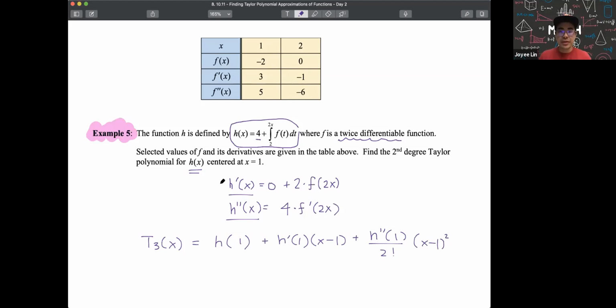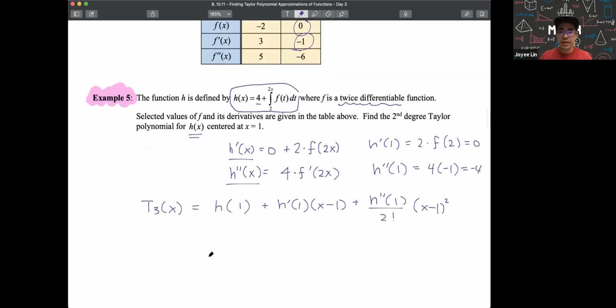Yeah, and then we can start plugging in the numbers that we have here. So h prime of 1 is equal to 2 times f. We plug in 1, so it's f of 2, right? 2f of 2. F of 2 is equal to 0. So this number is equal to 0. And then h double prime of 1 is equal to f prime of 2. F prime of 2 is equal to negative 1. 4 times negative 1 is equal to negative 4.